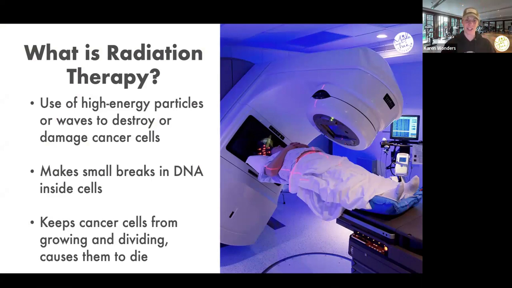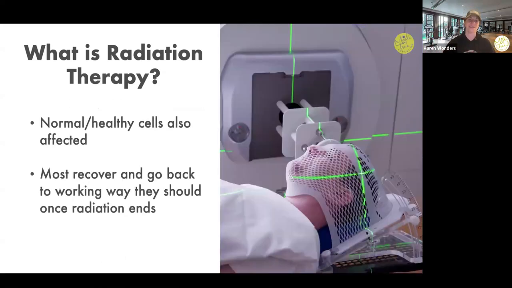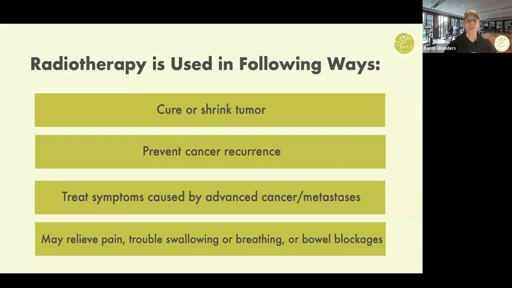So if you were here for the cancer biology lecture that I gave, I think that was my second webinar series, we talked about cancer cells, and what is happening with cancer cells is they're growing and dividing out of control. So if radiation therapy stops that cancer cell from growing and dividing by making those breaks in the DNA, then that's going to cause that cancer cell to die. That is what we want to happen ultimately with cancer. The thing with radiation, and this is pretty minimal now, is that some normal and healthy cells can be impacted with radiation therapy. Most of these cells will recover and go back to working the way they should once radiation ends.